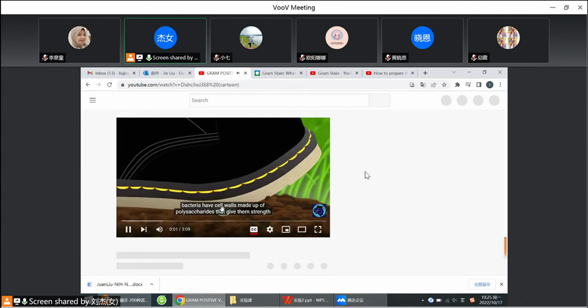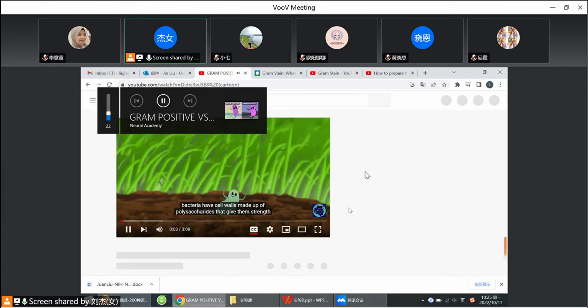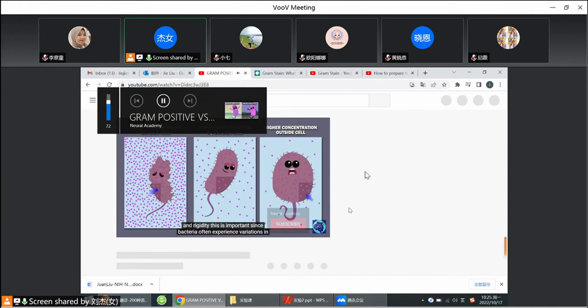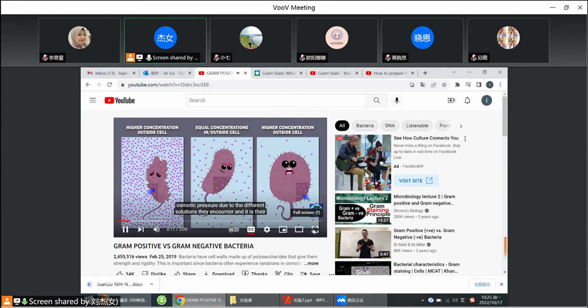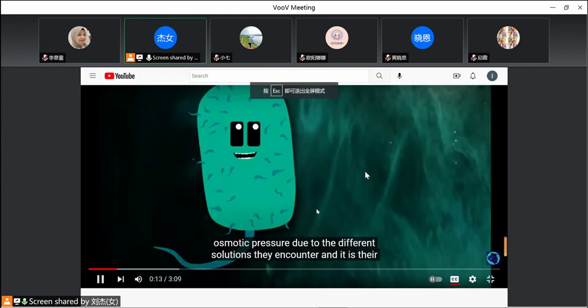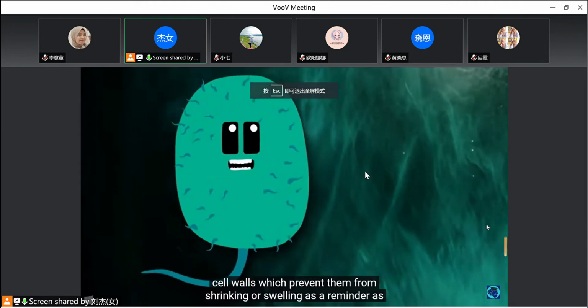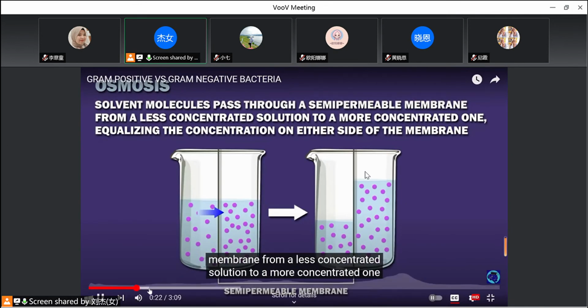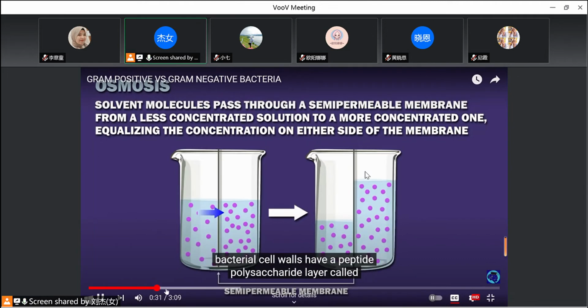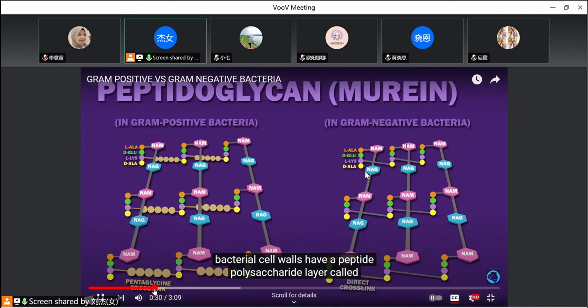Bacteria have cell walls made up of polysaccharides that give them strength and rigidity. This is important since bacteria often experience variations in osmotic pressure due to the different solutions they encounter, and it is their cell walls which prevent them from shrinking or swelling. As a reminder, osmosis is the process by which solvent molecules pass through a semi-permeable membrane from a less to the membrane. Peptide polysaccharide layer. All cell walls have a peptide polysaccharide.